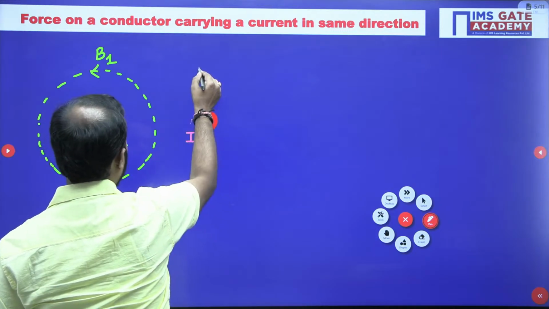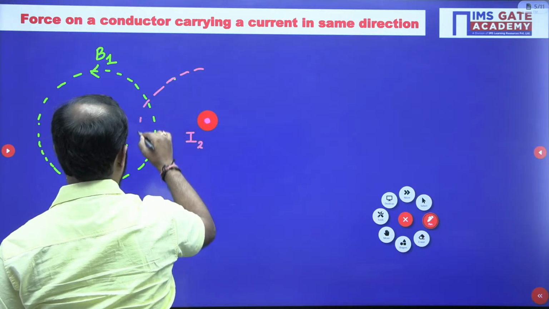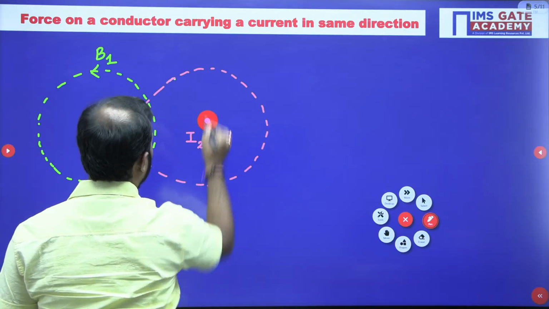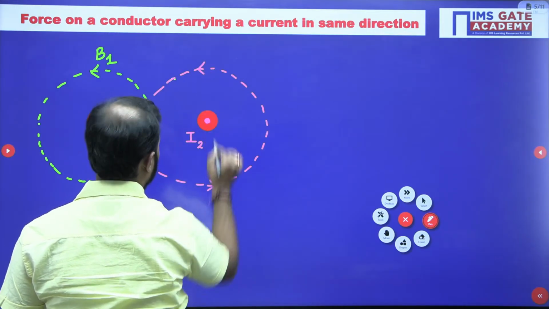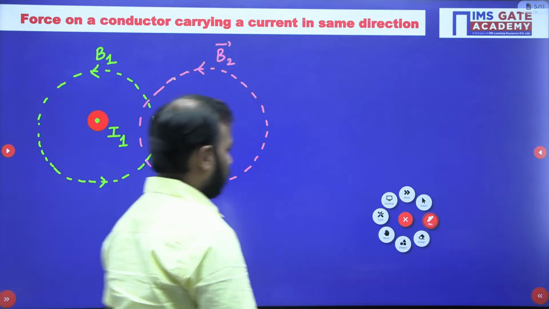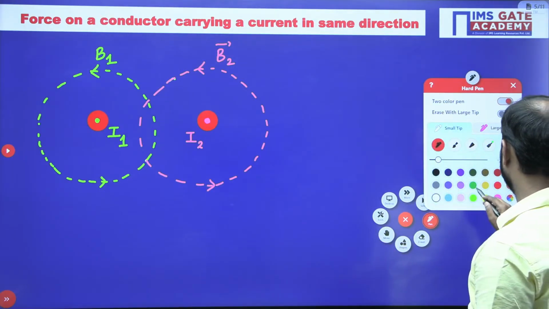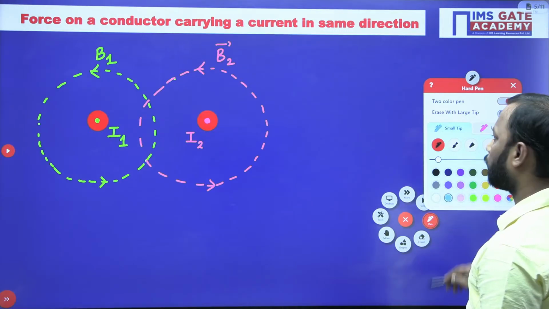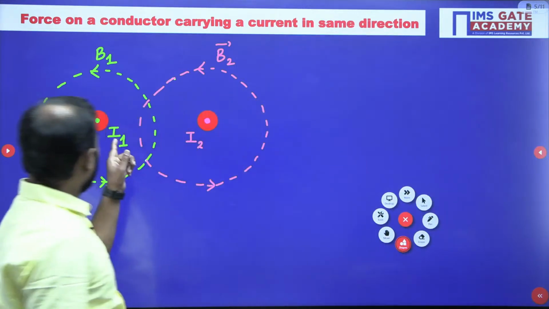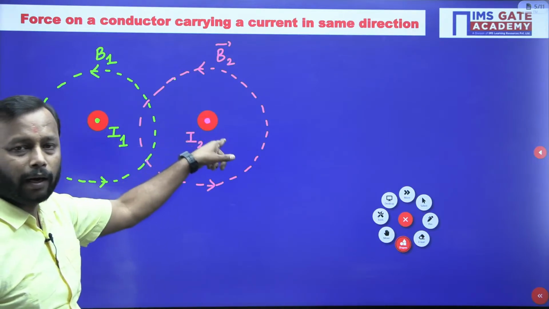So for this conductor, the direction of magnetic field will be like this, which is B2. Okay, great. Now if you observe the particular direction carefully, you will see that in conductor 2, the direction for the magnetic field is upward.